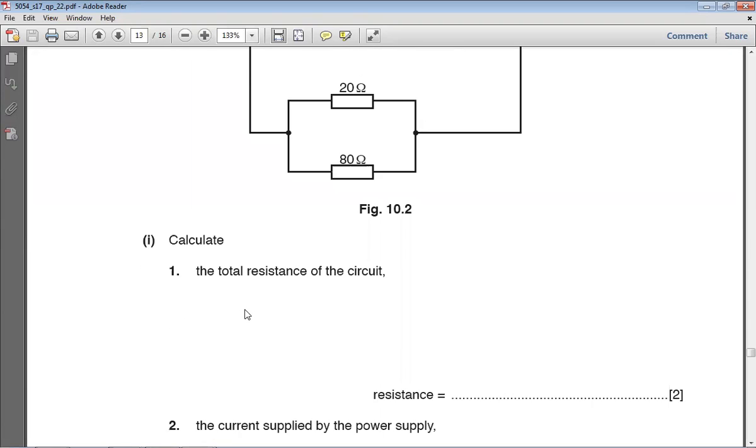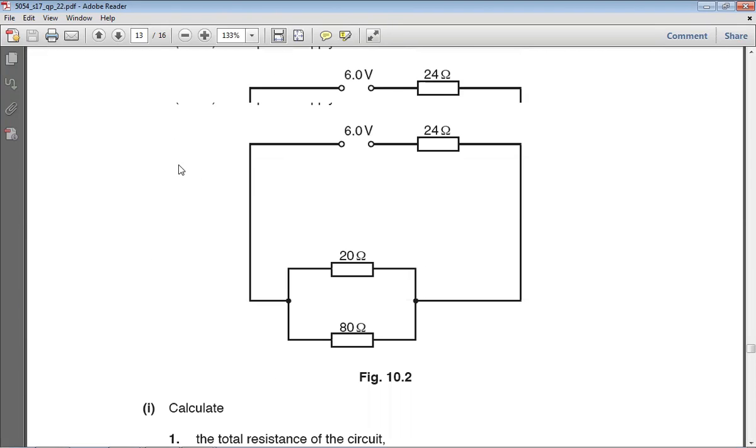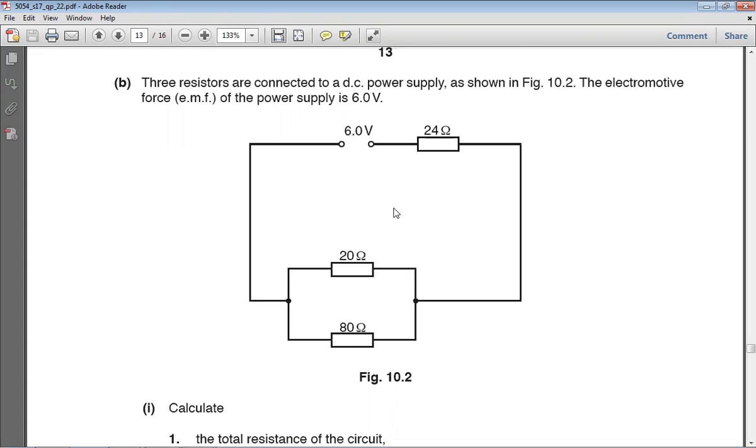So the first question coming up on your screen is a 2 marks numerical question, and this is question number 10B, first part. It is: calculate the total resistance of the circuit. If you want to find out the total resistance of this circuit, the process is very simple. First of all, I will find the equivalent resistance for these two. They are connected in parallel to each other. This is R1, this is R2, this is R3. So R1 and R2, I want to find out this.